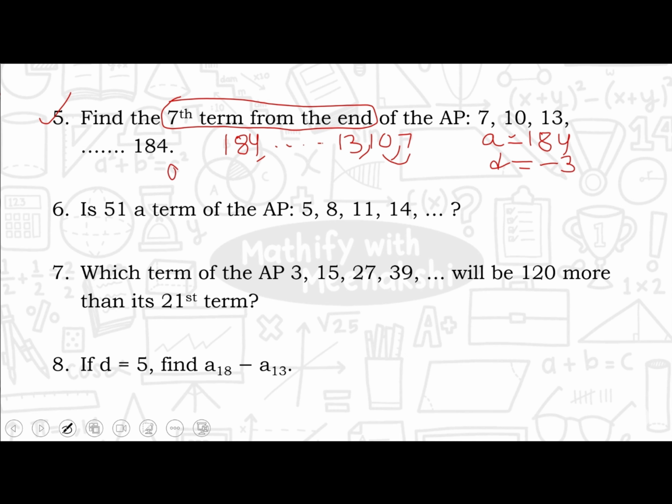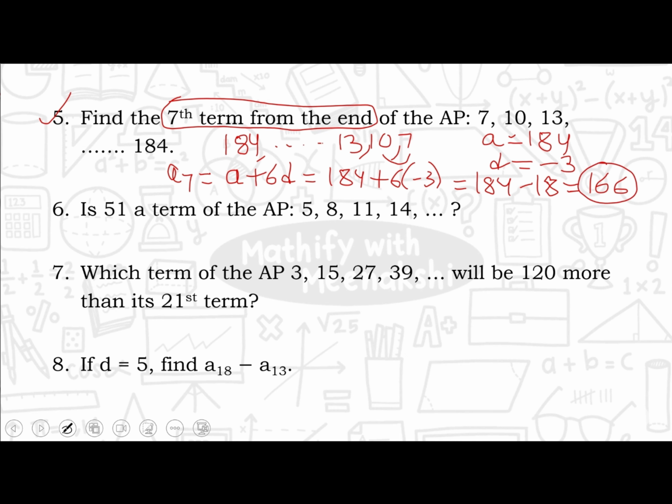Now you will find the seventh term from the beginning because we have reversed our AP. So that is a plus 6d. Just put the values. A is 184 plus 6 into minus 3. 6 into minus 3 is minus 18. 184 minus 18, that is 166. So the correct answer is 166.